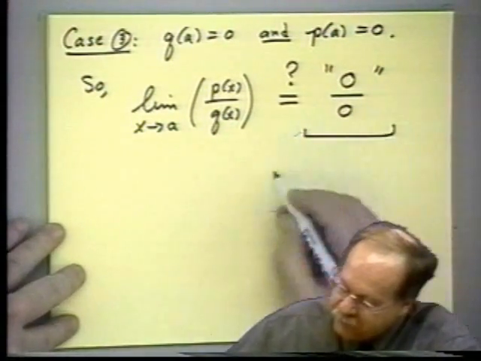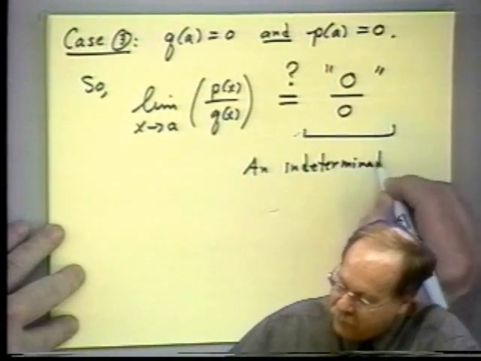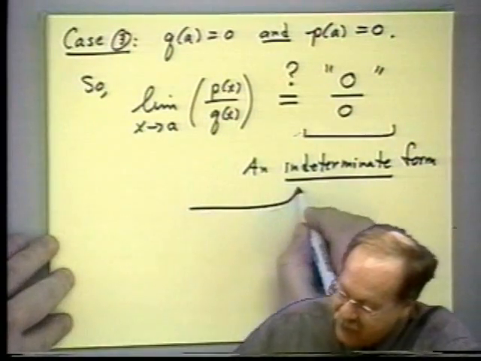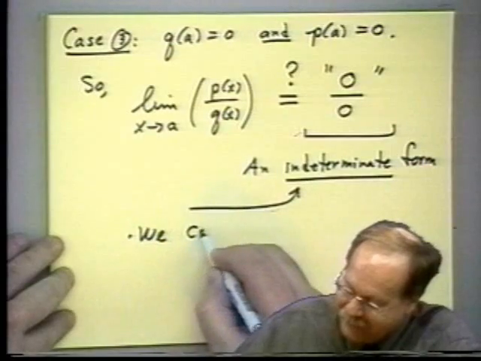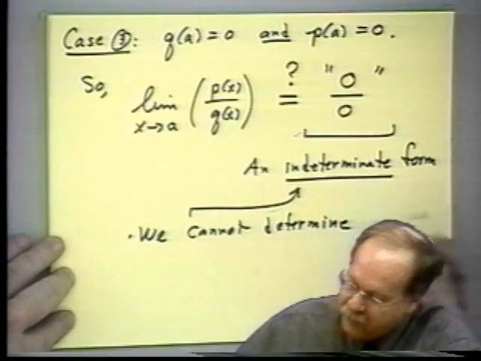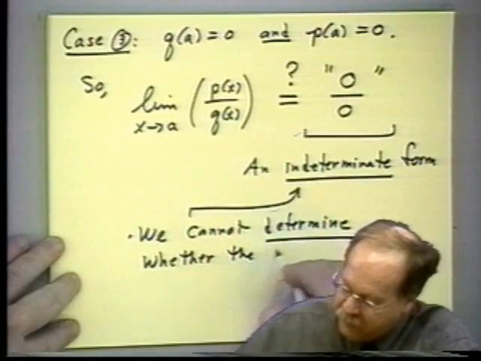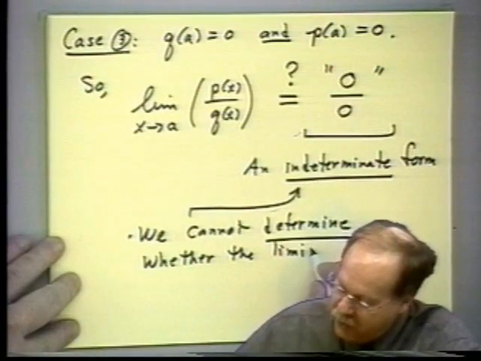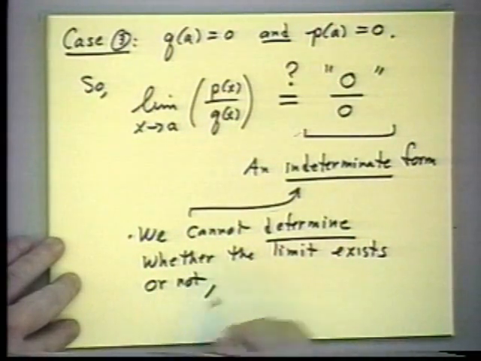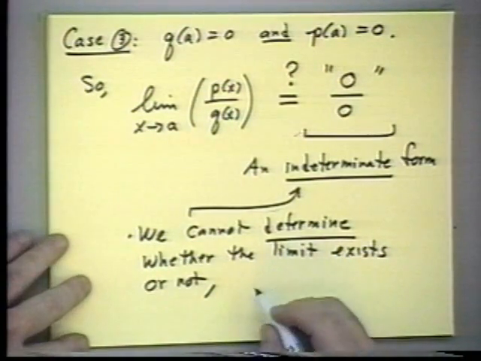This is what's called an indeterminate form. And it's called indeterminate because, well, we can't determine it. It's as simple as that. We cannot determine whether the limit exists, and remember, exists means equals a real number. And I'm not going to stop there because that would sound like we can't determine it at all. We can't determine it without more work.